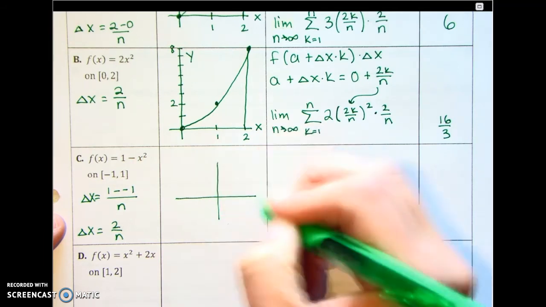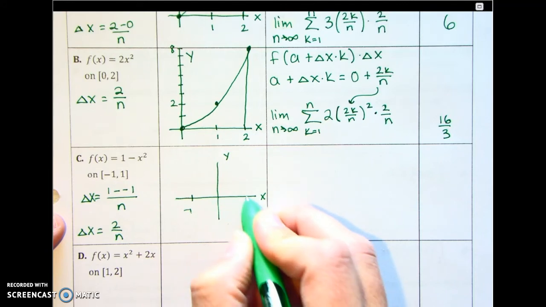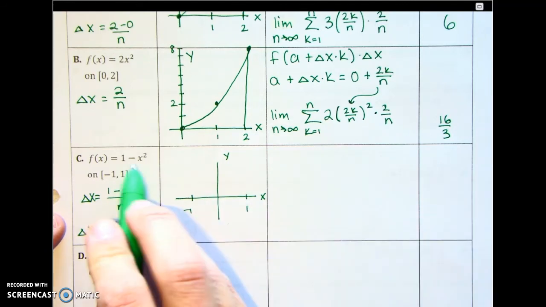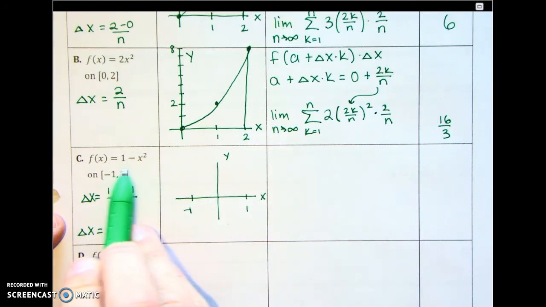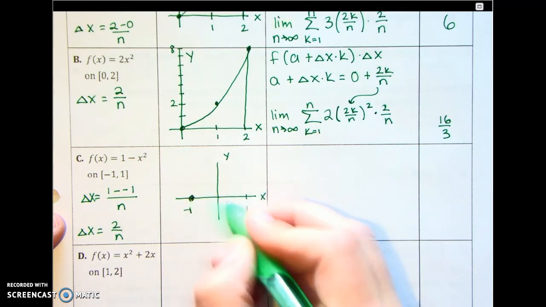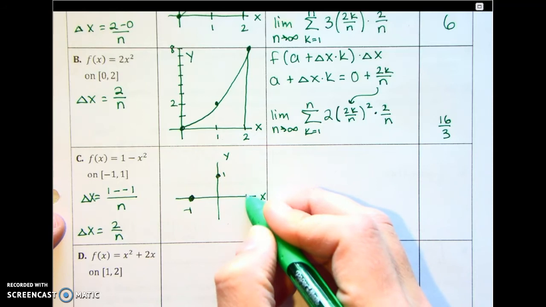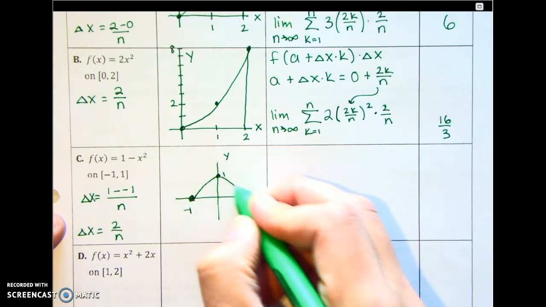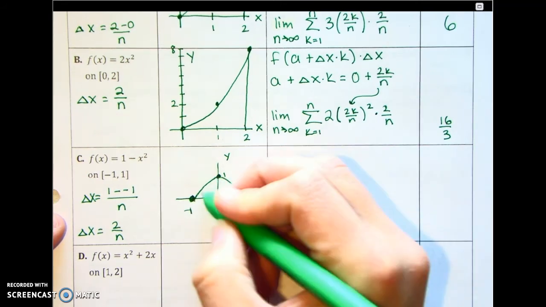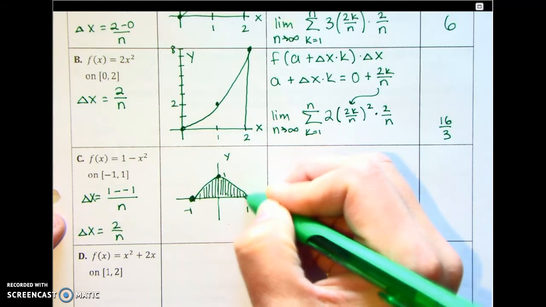This, we're going from negative 1 to 0 to 1. And this is an upside down parabola with a y-intercept of 1. When you plug in, well, let's plug in negative 1. When you plug in negative 1, you get 1 minus 1, which is 0. Plug in 0, and you get 1. And when you plug in 1, you get 0 again. So it kind of looks like a semicircle, but it's really not. It's really an upside down parabola going down. We're trying to find this area here.